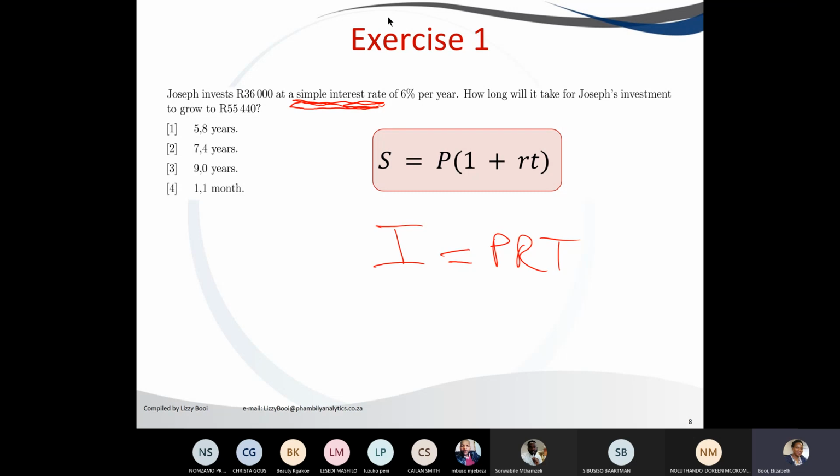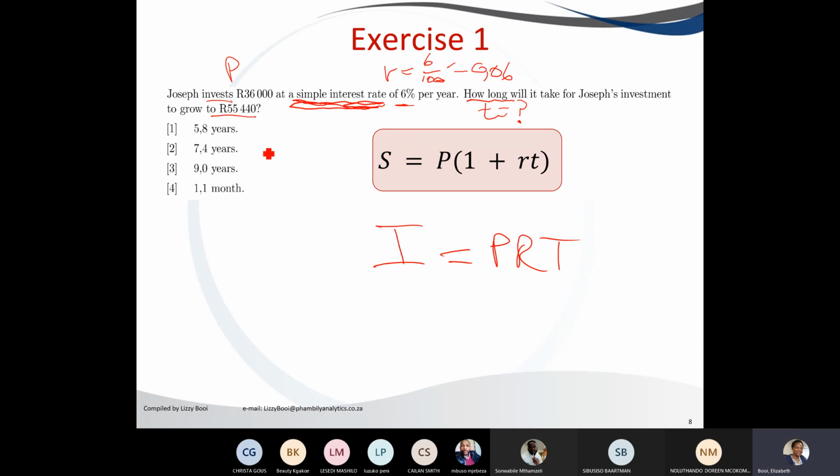Looking at the question, you are given 36,000. So we can identify this as our principal amount, because this is what he invests. So that's what he puts in. We are told 6%, that is our rate. That will be 6 divided by 100, and this will give us 0.06. We are asked for how long, therefore they are looking for T. So T we need to calculate.